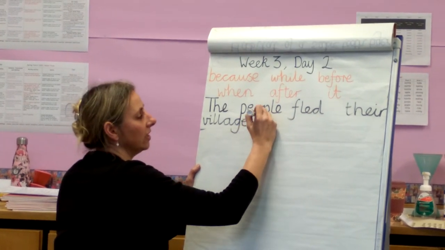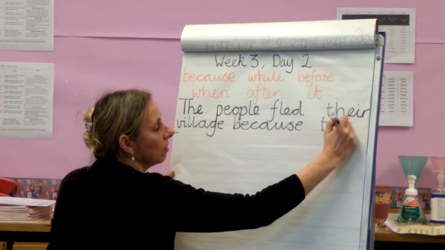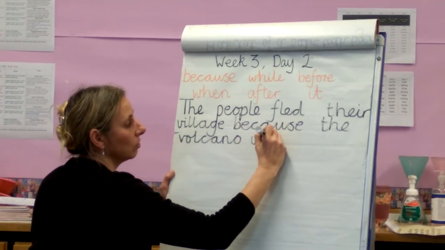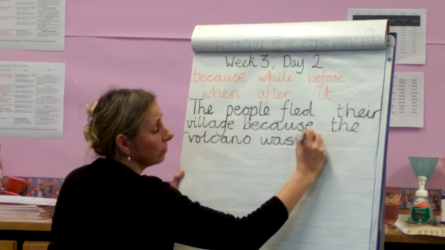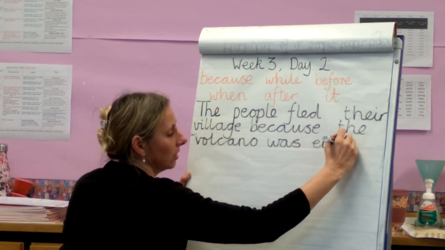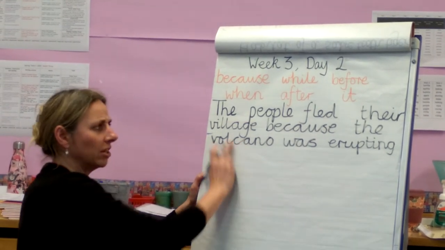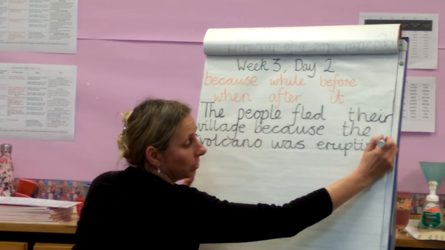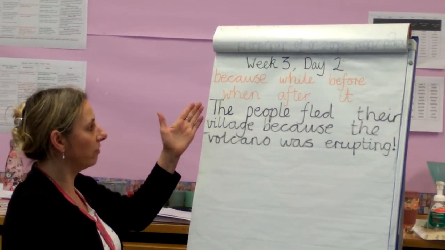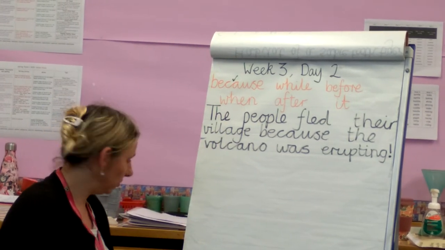The people fled their village because, so here's my linking word, my conjunction, because the volcano was going to erupt. Actually, I'm going to make it even more dramatic. Was erupting, so it's going to happen right now. Erupting. So this is my subordinate clause, or the second part of my sentence. And because it's quite a dramatic sentence, I'm not going to use a full stop. I'm going to use an exclamation mark, which we did last week. So my finished sentence. The people fled their village because the volcano was erupting! So very exciting. Tick off because, I've used that.